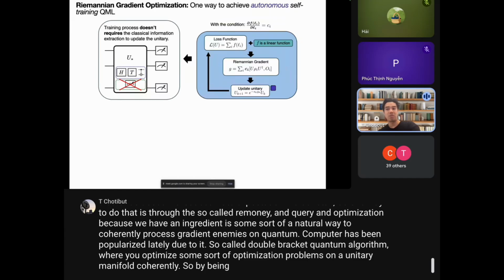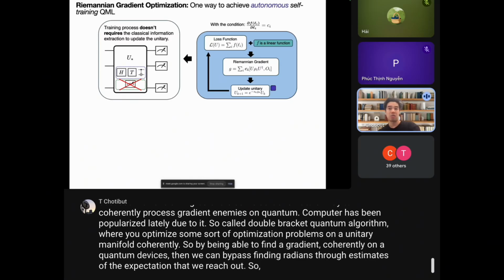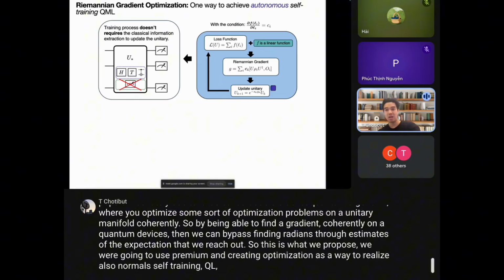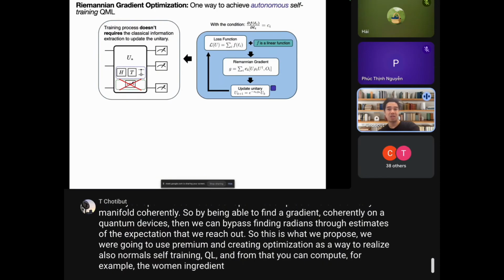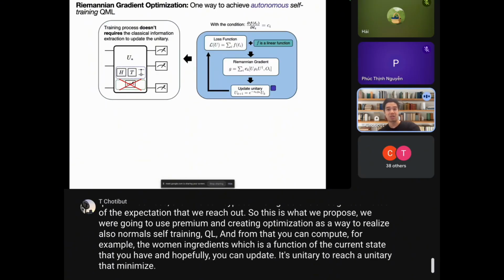So by being able to find the gradient coherently on the quantum devices, we can bypass finding gradients through estimates of the expectation value readouts. So this is what we propose. We are going to use Riemannian gradient optimization as a way to realize autonomous self-training QML. And from that, you can compute, for example, the Riemannian gradients, which are a function of the current state that you have, and hopefully you can update this unitary to reach a unitary that minimizes the loss function that you care about.